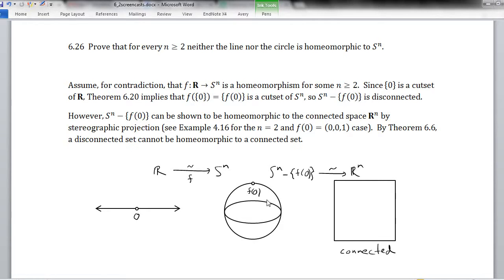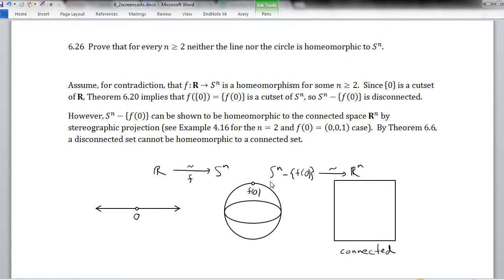We can show that the complement of this point f of 0 in Sn is connected because the punctured n-dimensional sphere is homeomorphic to Rn by what's called stereographic projection. In the case of S2 here and R2, you basically pull apart the sphere at the North Pole here and send these points close to the North Pole off to infinity in every direction, and you get a plane. Okay, and it works. The same idea works in higher dimensional cases as well.